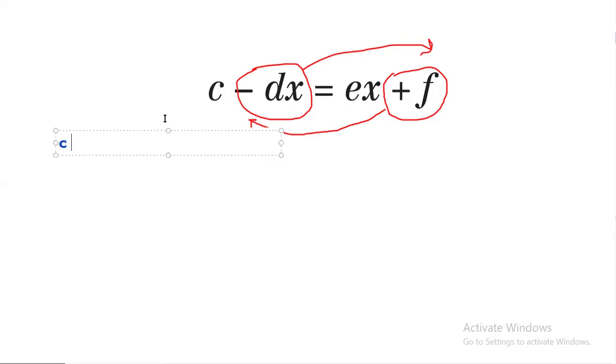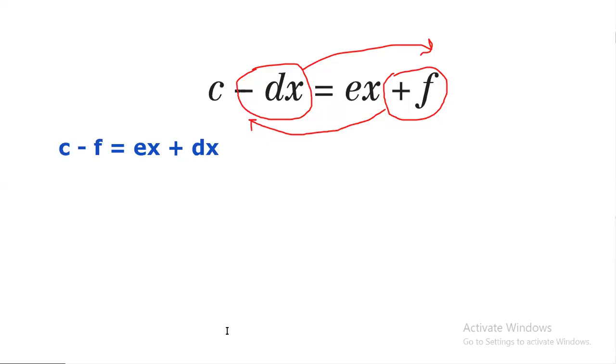So c minus f. Let's make it bigger so you can see it. So as we said, c minus f. I took this f here. I made it minus. Now equals. On this side, I have ex. And I took the negative dx here and I made it positive dx like this. Now I rearranged to make the x's on one side so I can factorize to make them 1x. That's the idea. When you see two x's and I want x the subject, it means take the x's on one side, factorize to make them 1x.